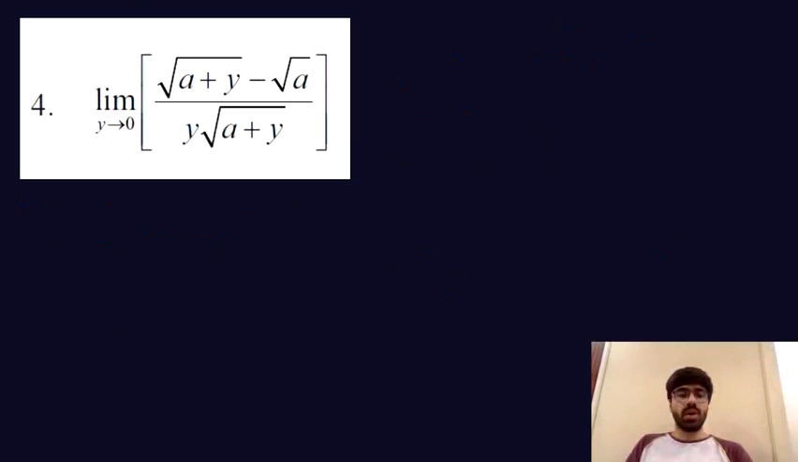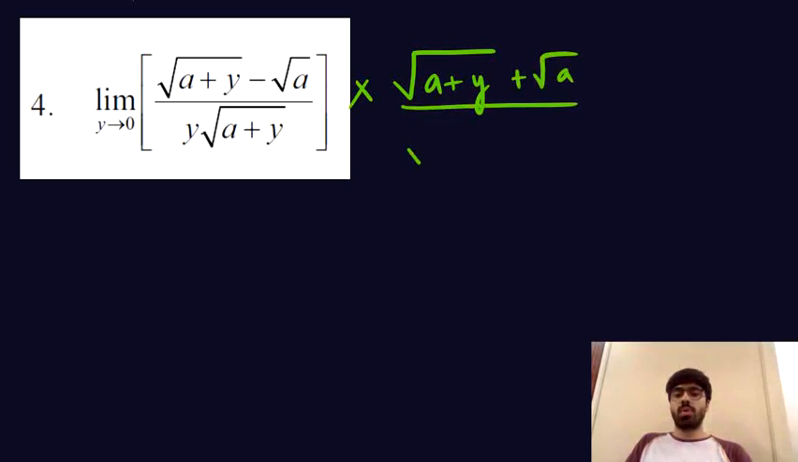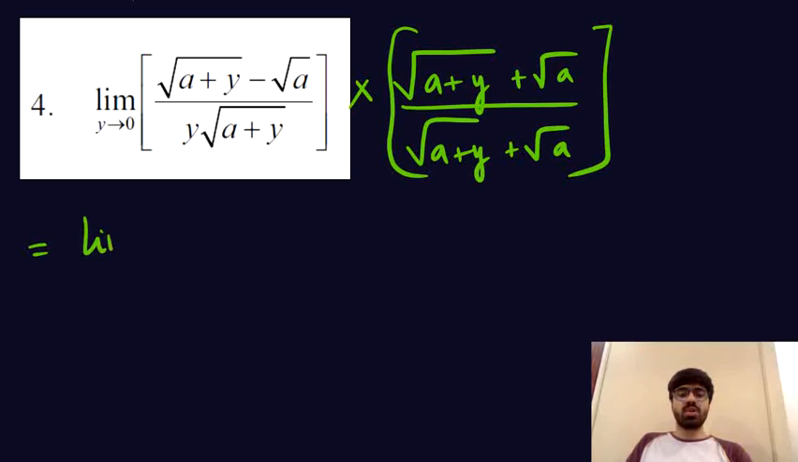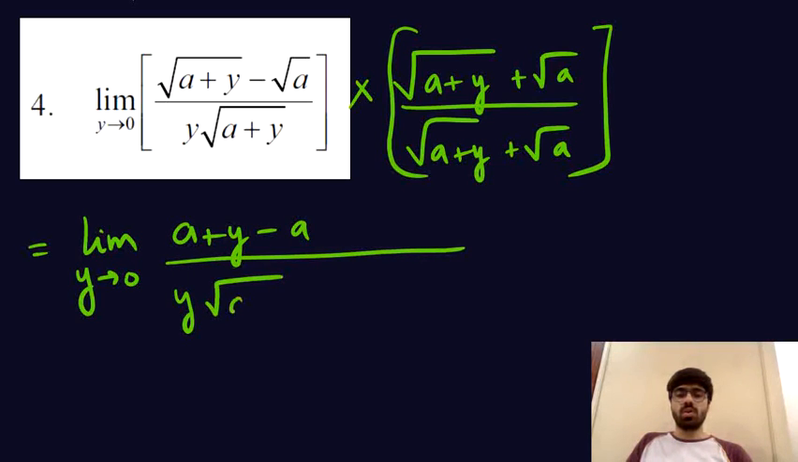Let's go ahead with the fourth one. Again rationalize this because you see a root in the numerator. So we multiply with root over a plus y plus root a upon root over a plus y plus root a. So this becomes limit of y tending to 0. And when you multiply the two terms, that will be a plus y, minus a, divided by y, root over a plus y, and in the bracket it will be root over a plus y plus root a.